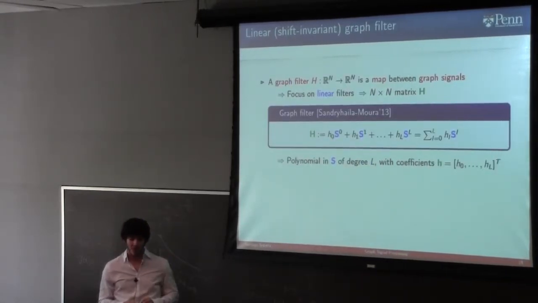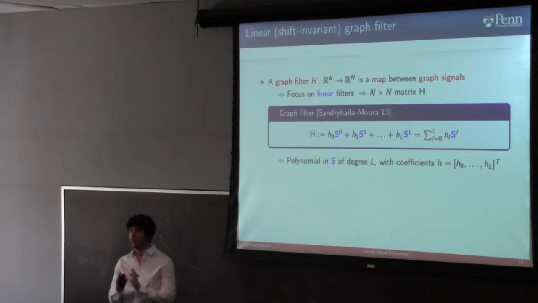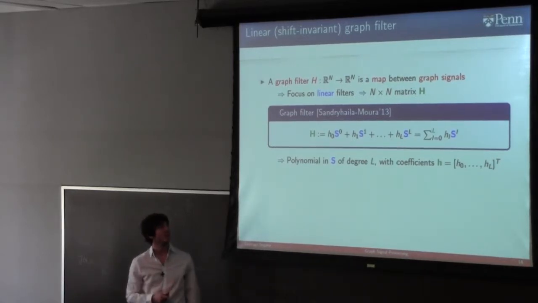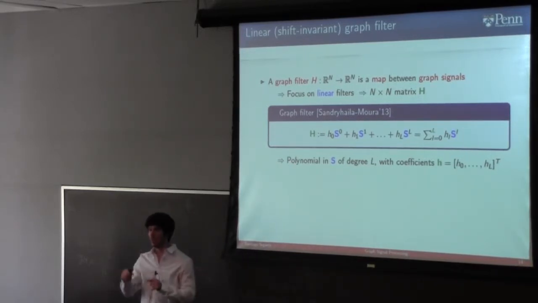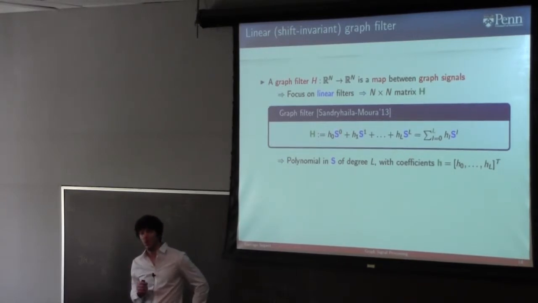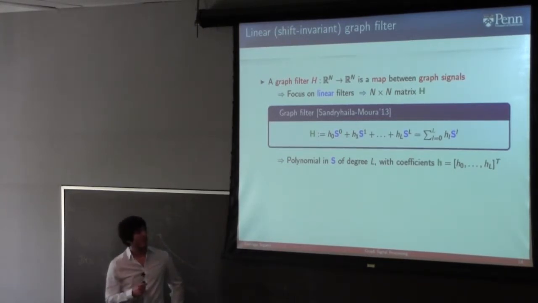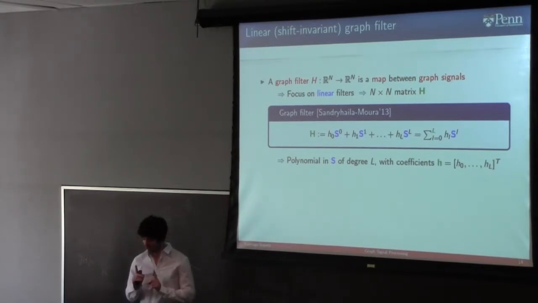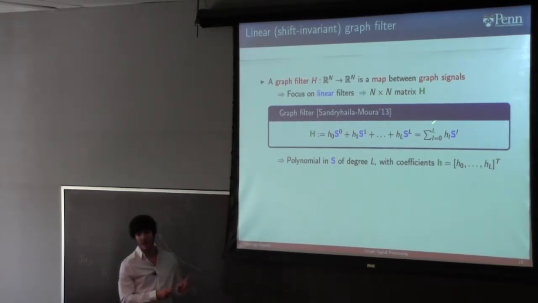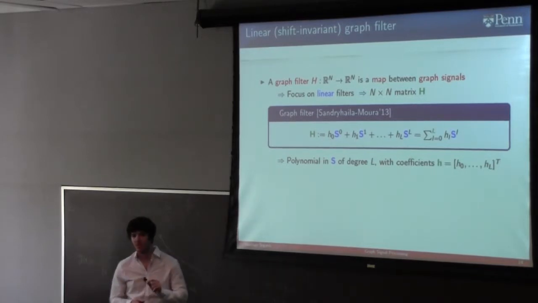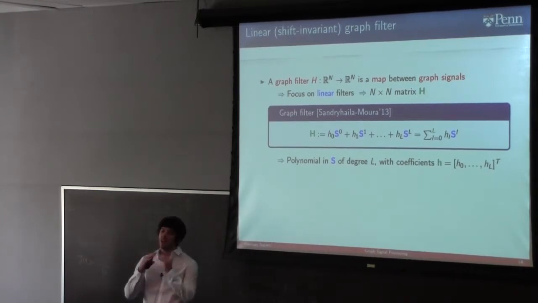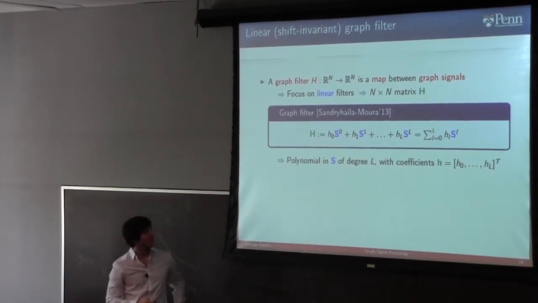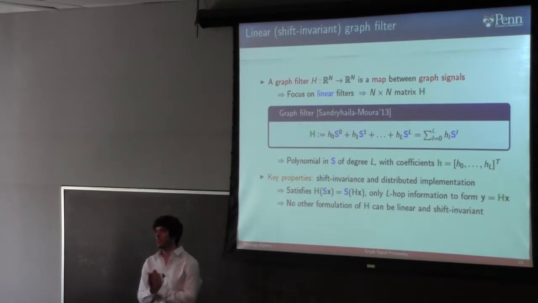And the last thing is what a filter is. A filter is just a map between signals. So we go from R^n to R^n. And we'll ask this map to be linear, so we can represent it as an n by n matrix. More specifically, we look at filters that can be written as a polynomial on S, in this case a polynomial of degree L on S. Why do we do this? For two reasons. The first one, which is maybe elegant and aesthetic, to close the theory, is because in discrete signal processing, we know how to handle linear time-invariant systems.